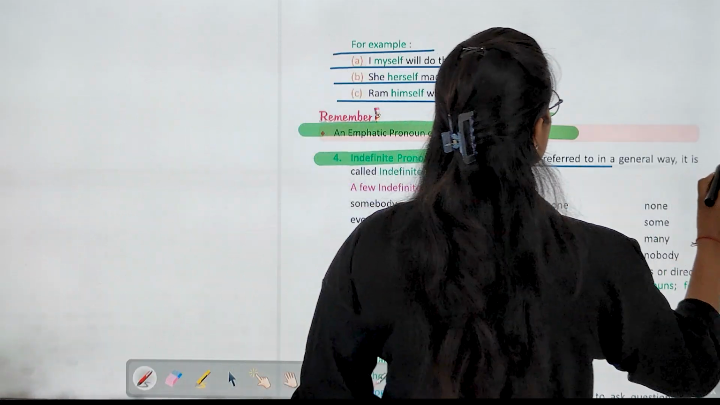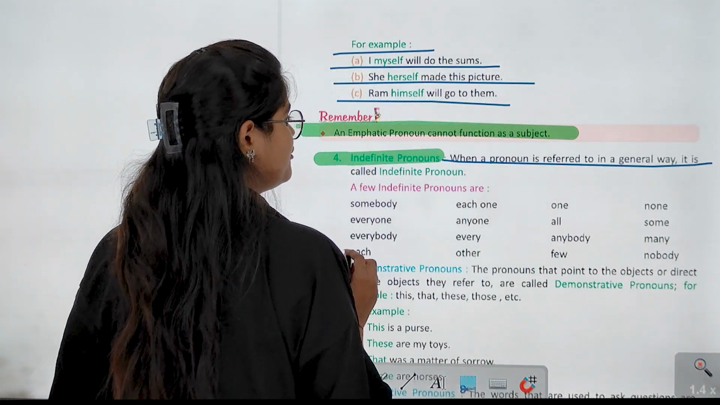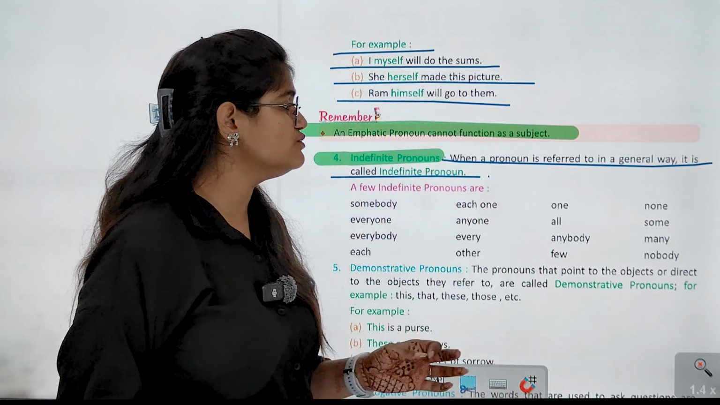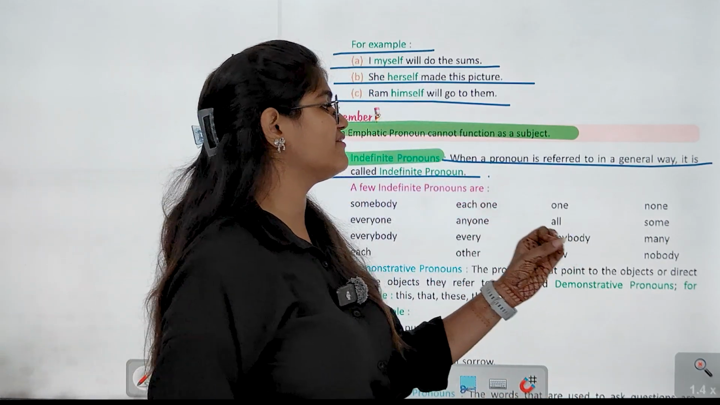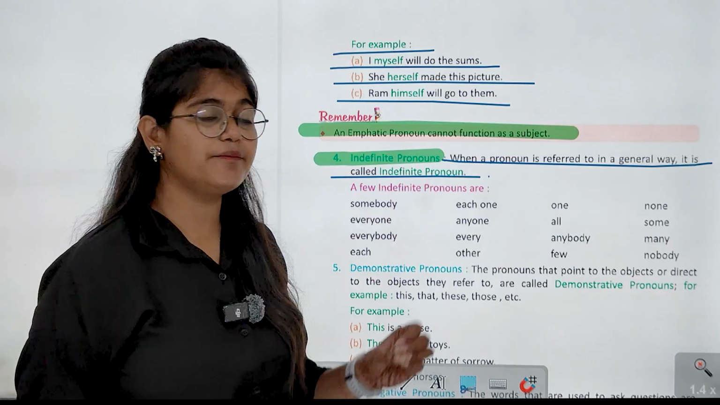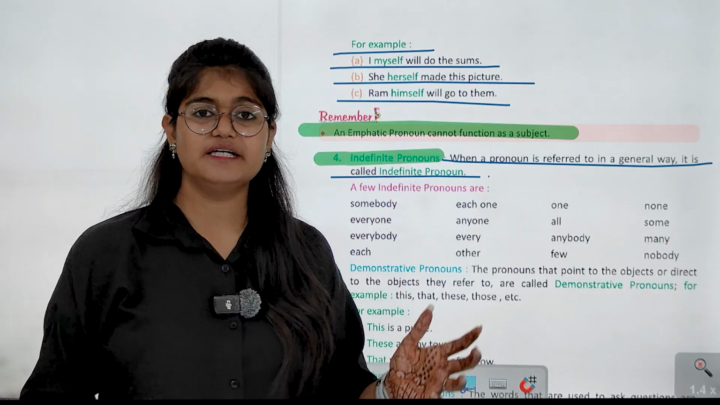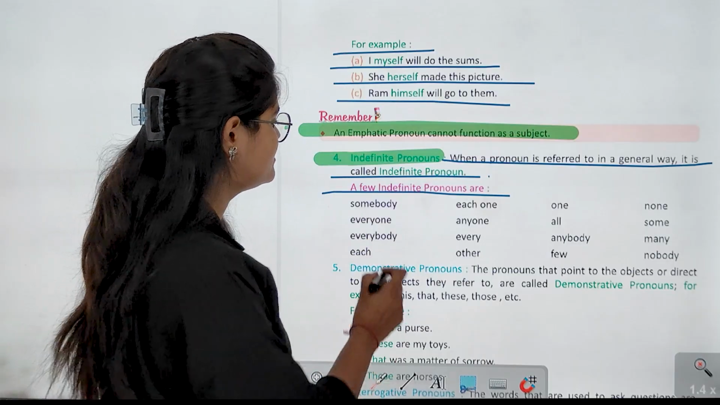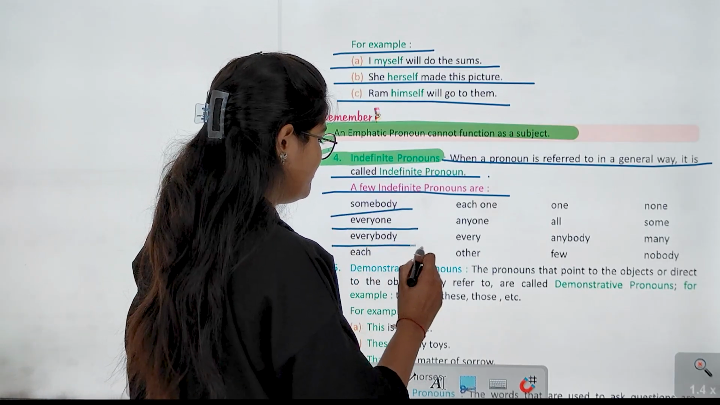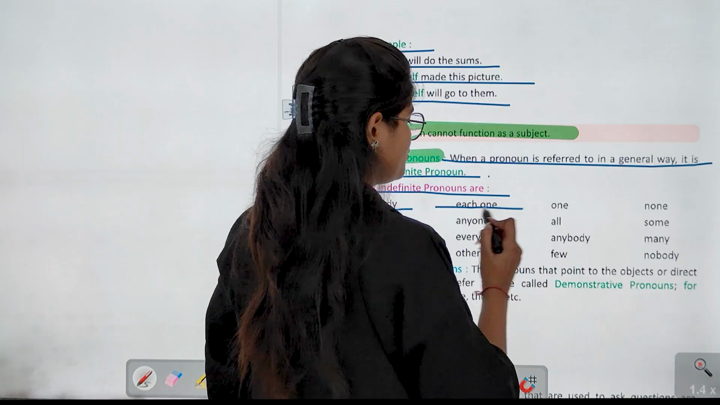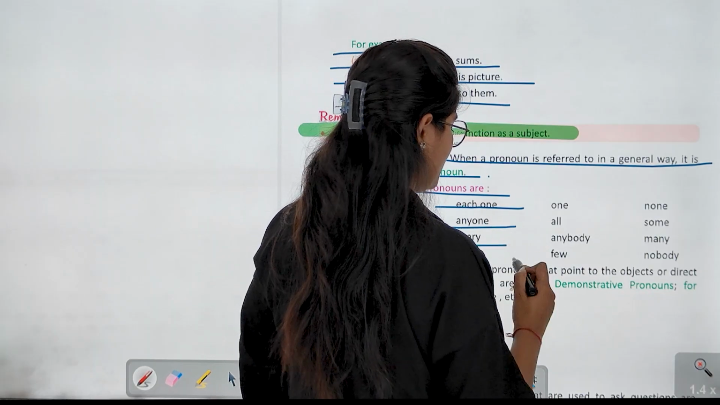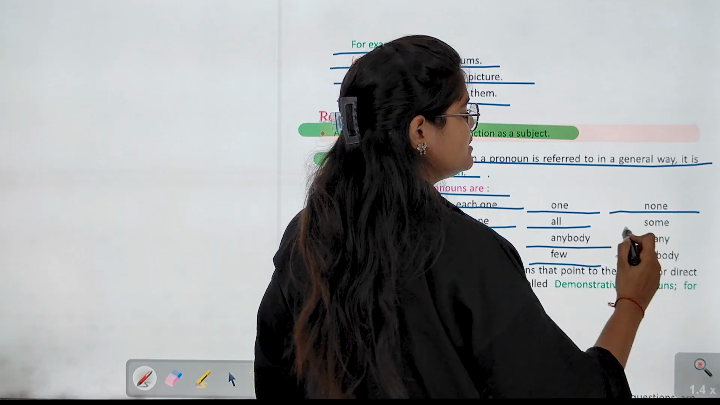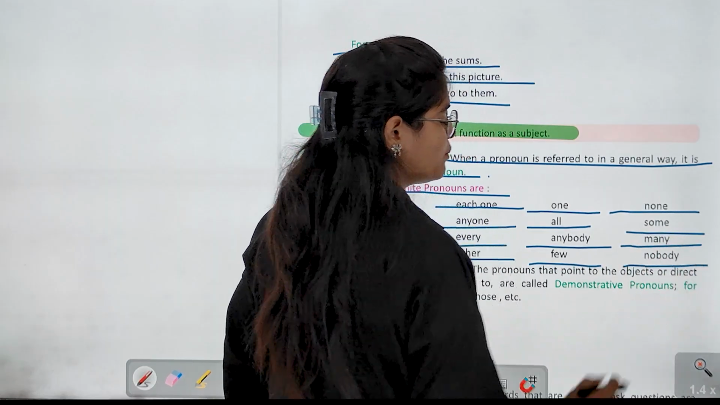When a pronoun is referred to in a general way, it is called an indefinite pronoun. कि जब भी एक प्रोनाउन जो है वो किसी जनरल वे में रेफर किया जाता है उसे हम इनडेफिनेट प्रोनाउन का नाम देते हैं. Few indefinite pronouns are somebody, everyone, everybody, each one, anyone, every, other, one, all, anybody, few, none, some, many, nobody, right?